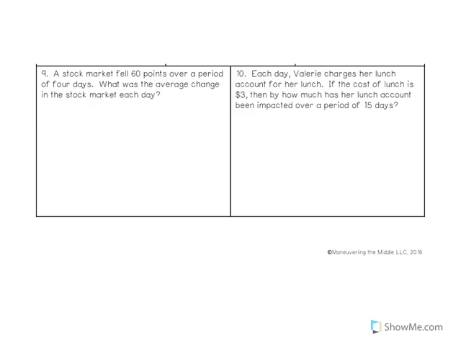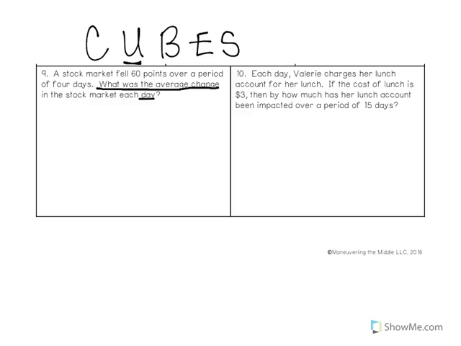Okay, so we're going to use CUBES, so we start off with circle, underline, box, explain, and solve. Let's start with the U, and we are going to underline what we need to know. What was the average change in the stock market each day? That's what it's asking.